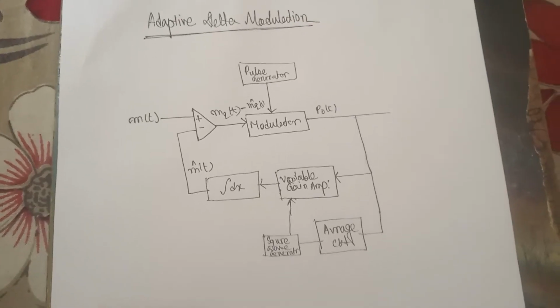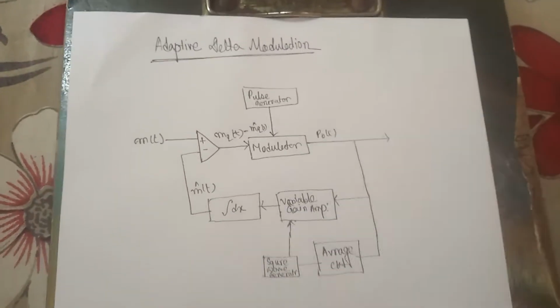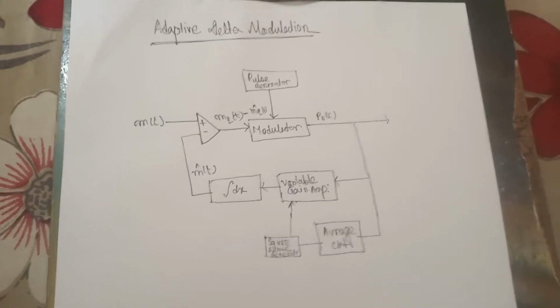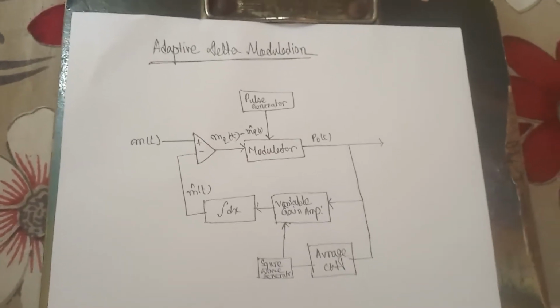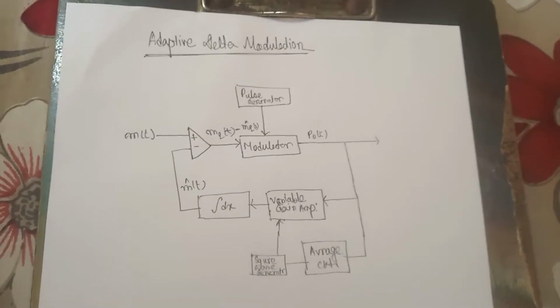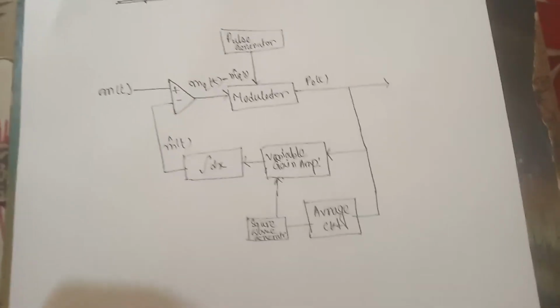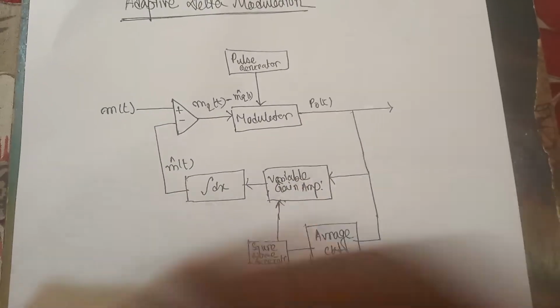So now we discuss adaptive delta modulation, and how adaptive delta modulation reduces slope overload distortion and granular noise. Or, mainly, how adaptive delta modulation reduces the limitations of delta modulation. This is the basic circuit of adaptive delta modulation.